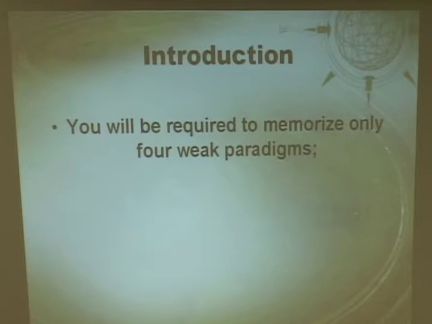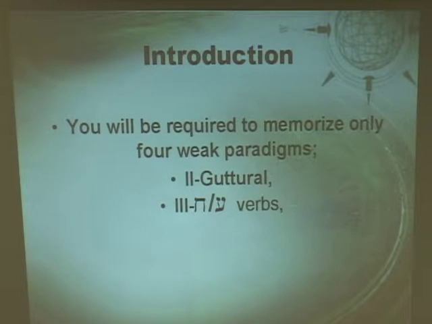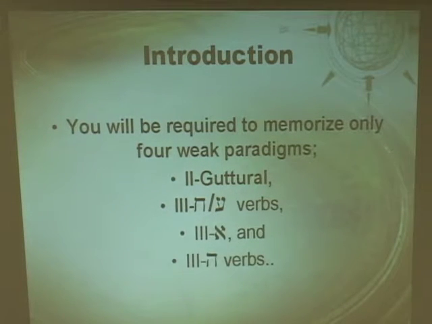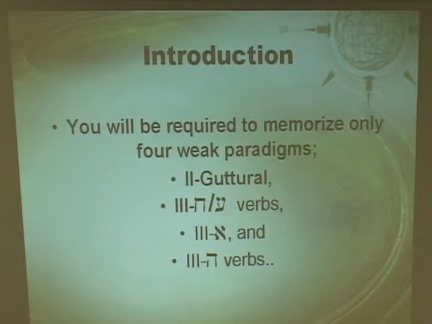You will be required to memorize only 4 weak paradigms: one for second guttural, third het or ayin, third aleph, and third he. These are the 4. They're listed in your textbooks in the beginning pages, and then in the summary they're listed all together, so you can memorize them in one little table. If you want to go back, I can go back. Second guttural and third het or ayin.